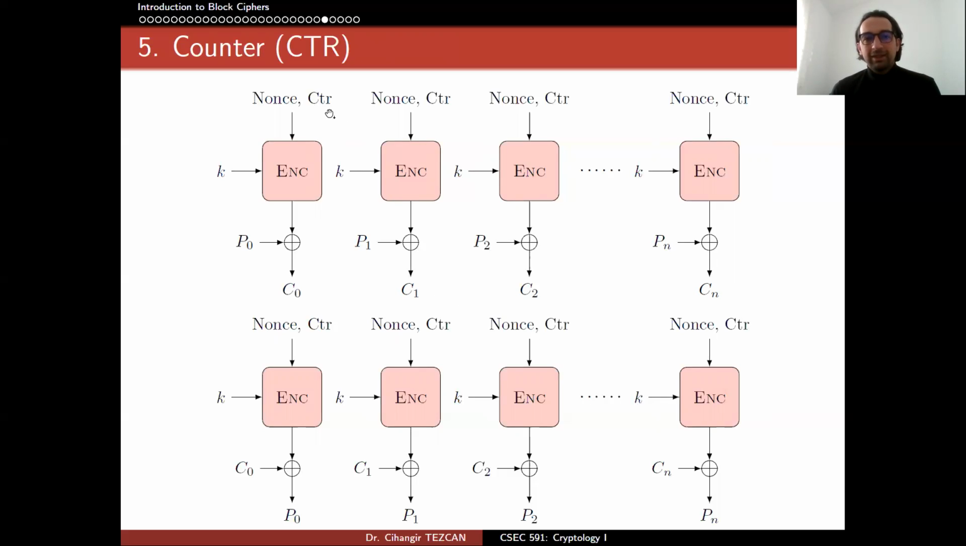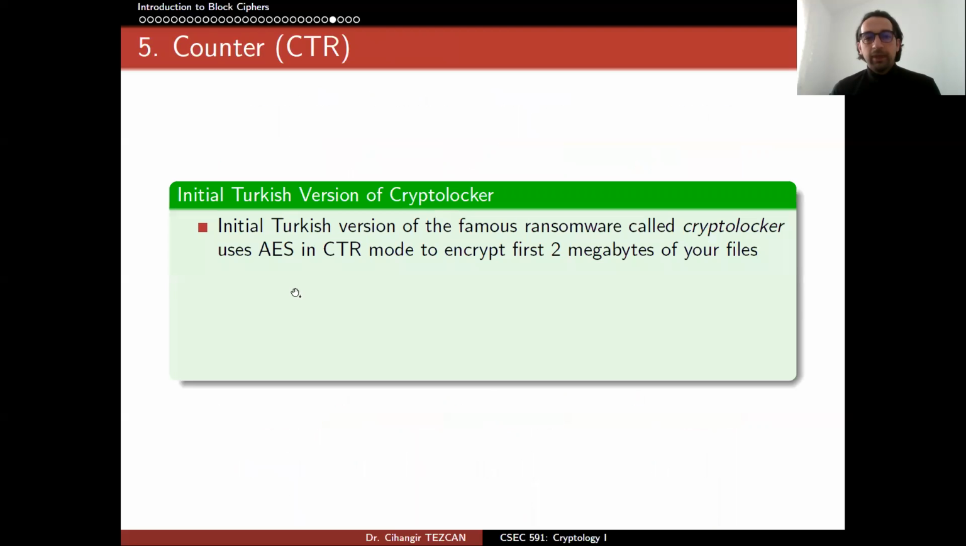So an important thing is that you need to change your counter when you're encrypting a different file or encrypting something else. Using the same counter for different encryption operations would provide the same output here. We generally call it the key stream. So this would cause a problem. An example is as follows.